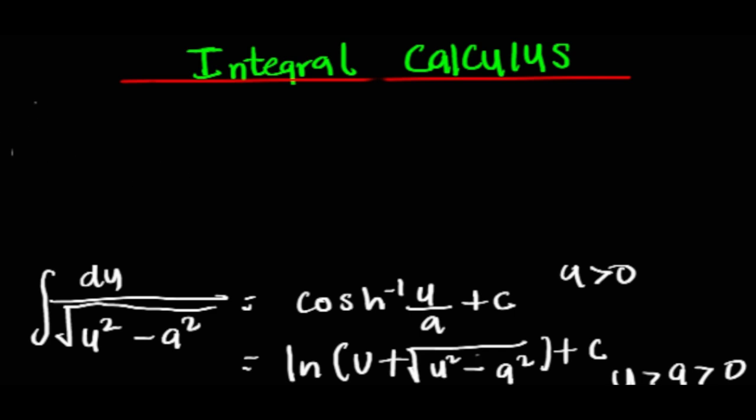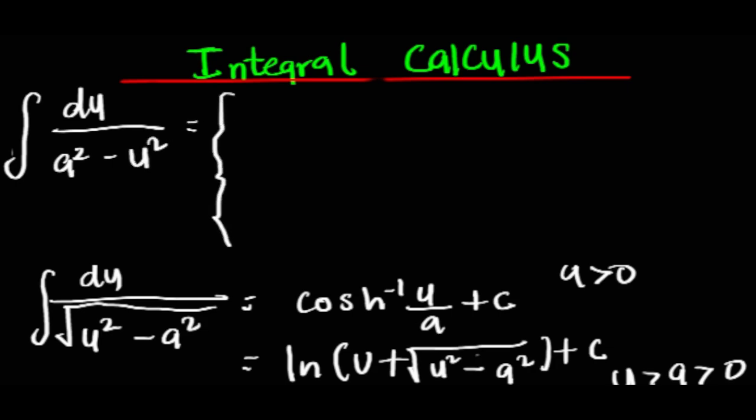The last one you can have is when you're given the integral of du divided by a squared minus u squared. In that case, you're going to have a bunch of answers. The first answer you can have is 1 over a, then tan inverse of u over a, plus c.